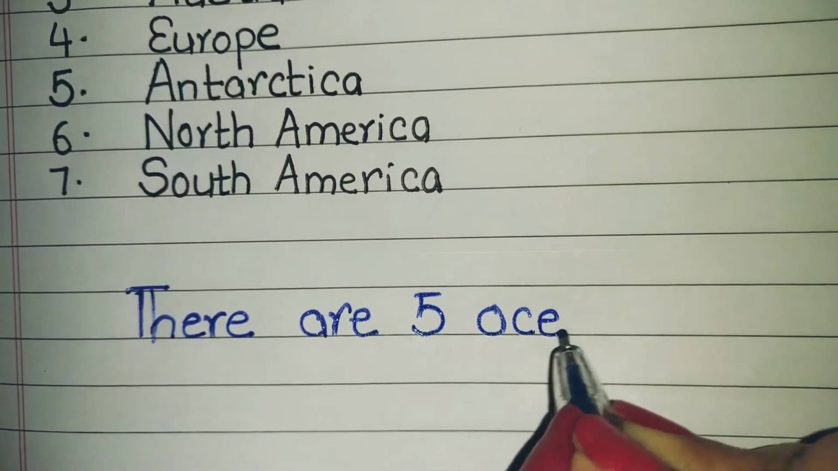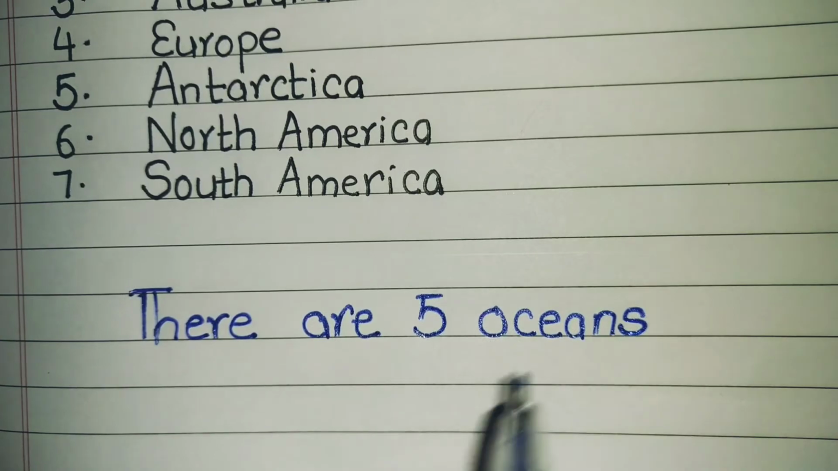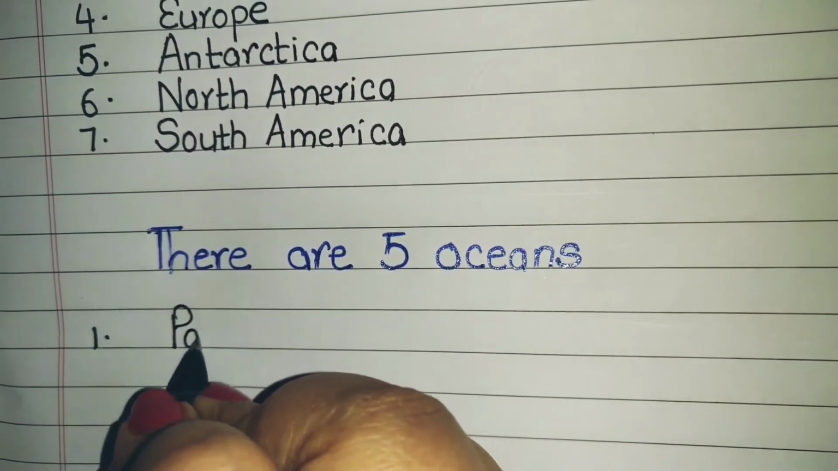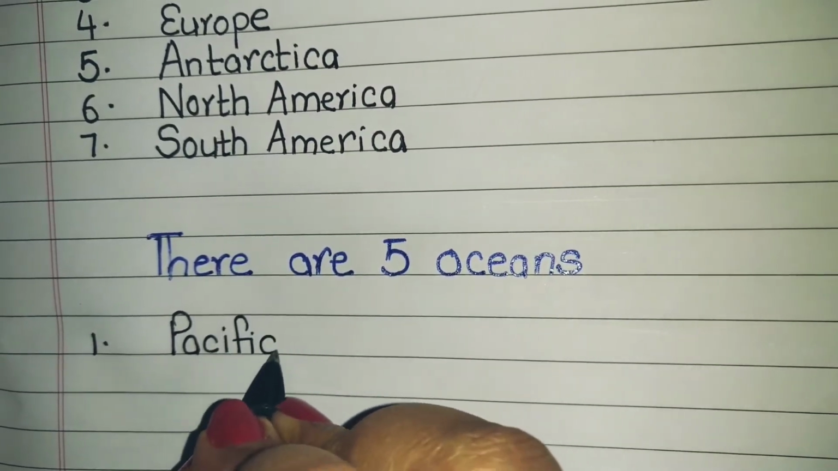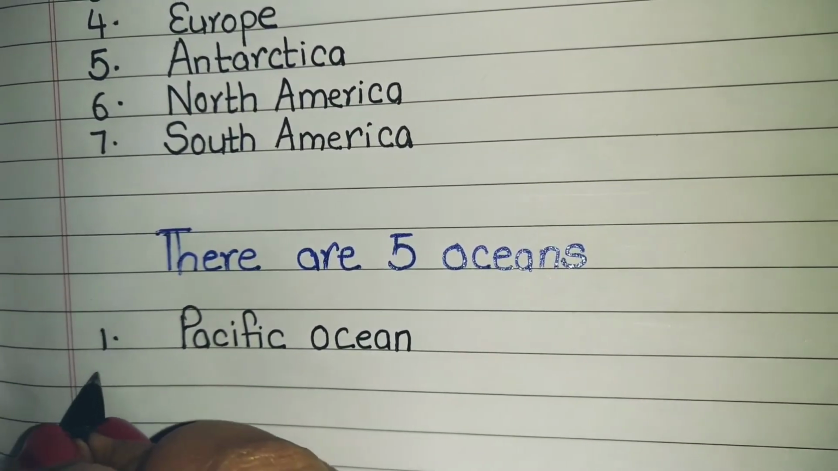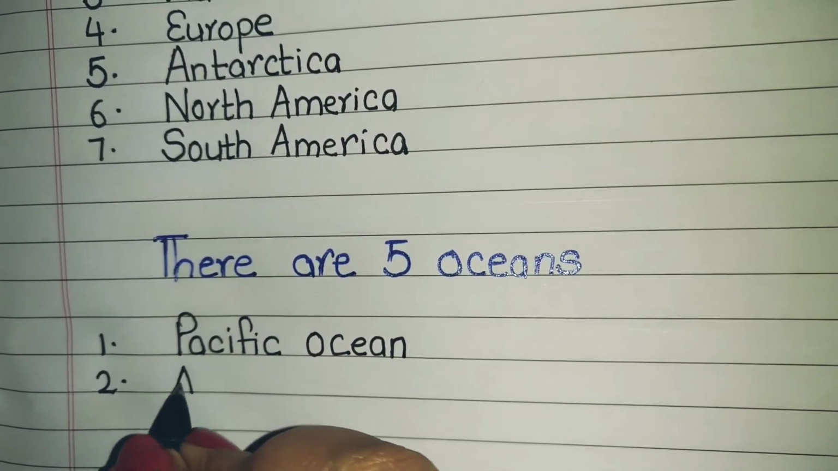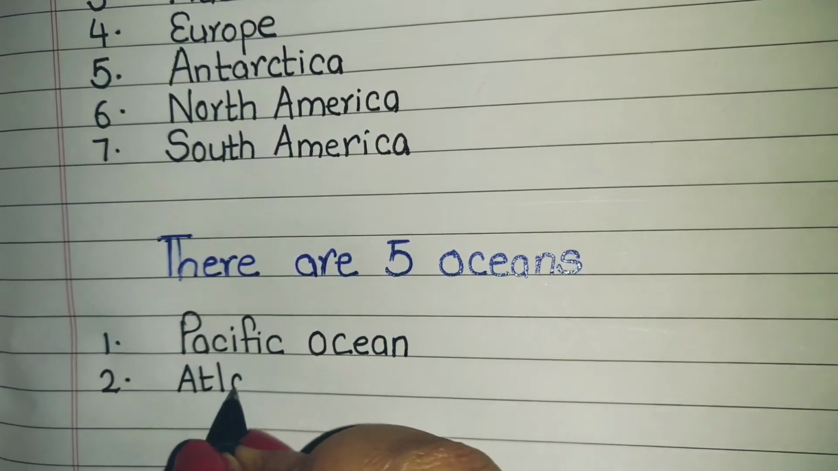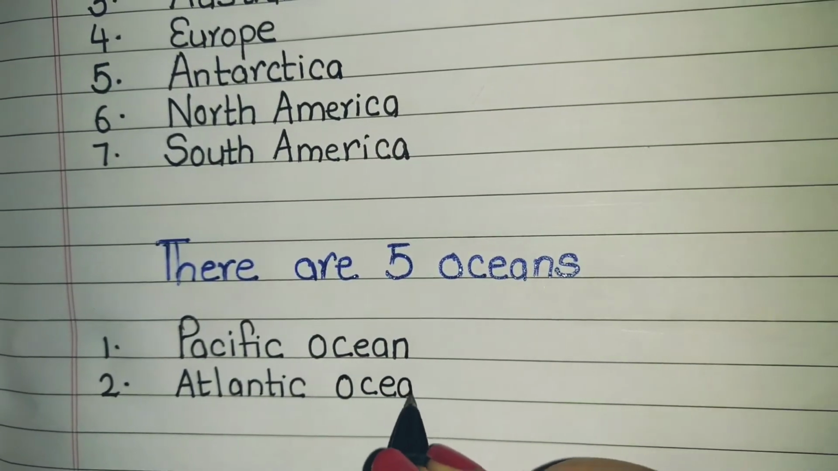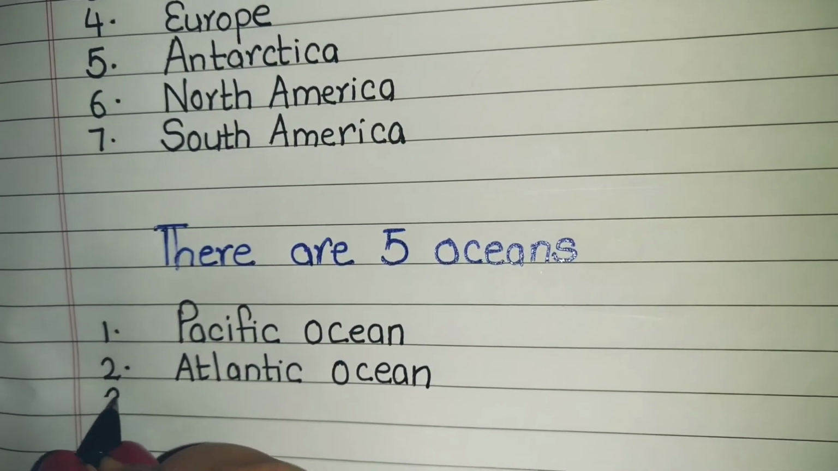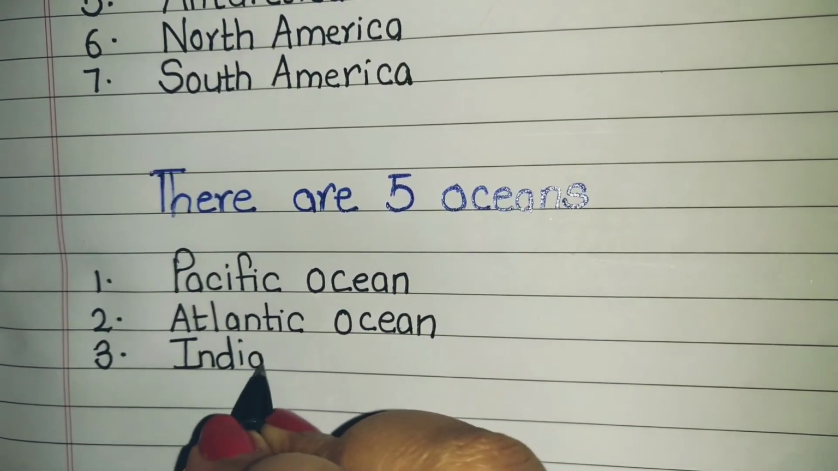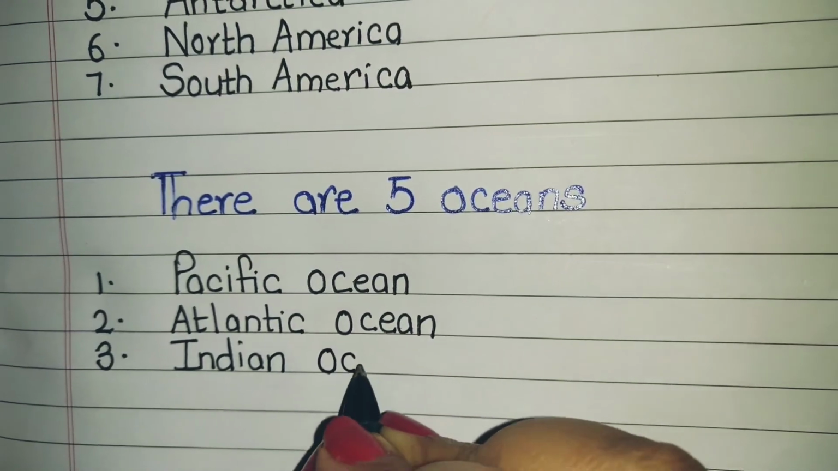There are 5 oceans. The names are Pacific Ocean. Number 2, Atlantic Ocean. Number 3, Indian Ocean.